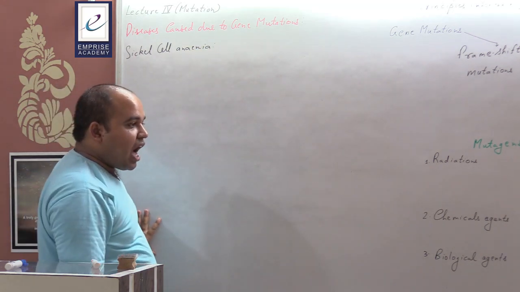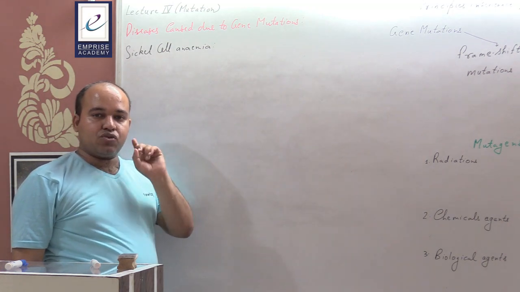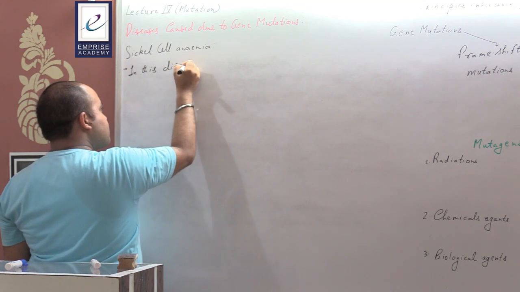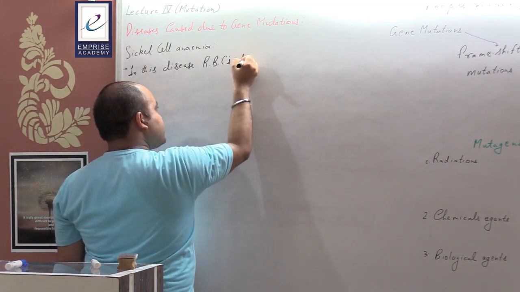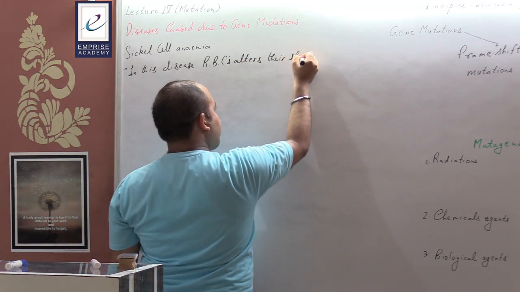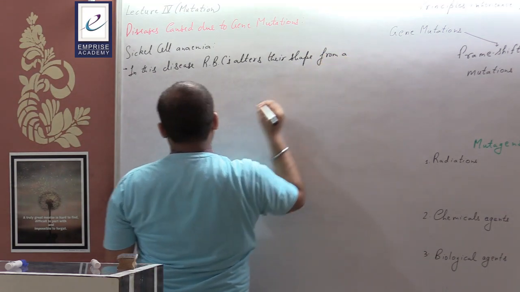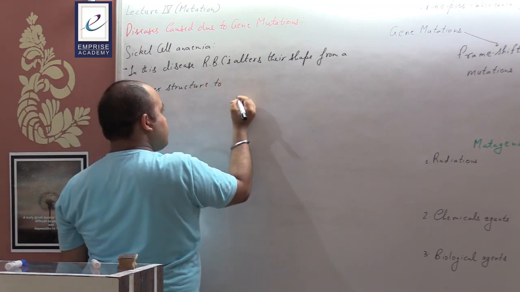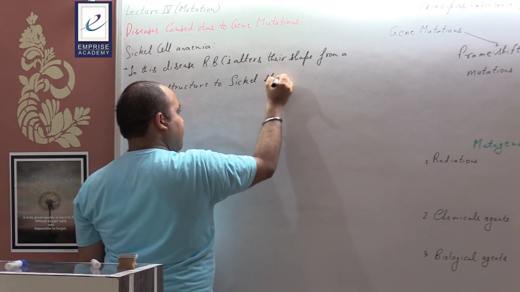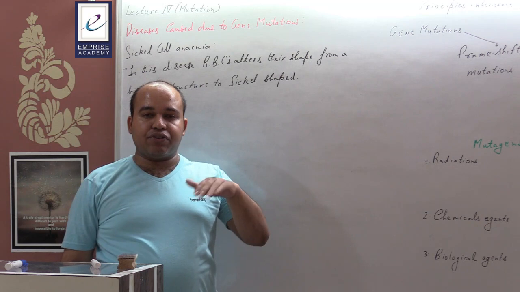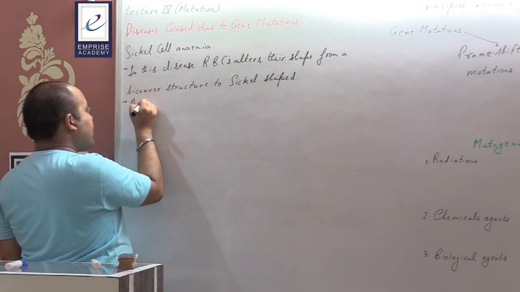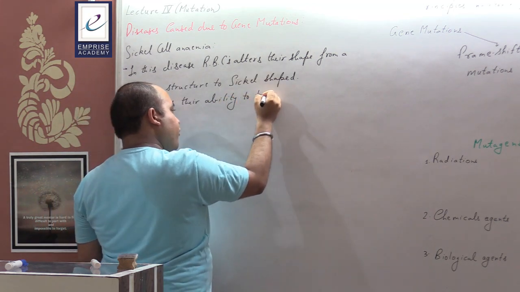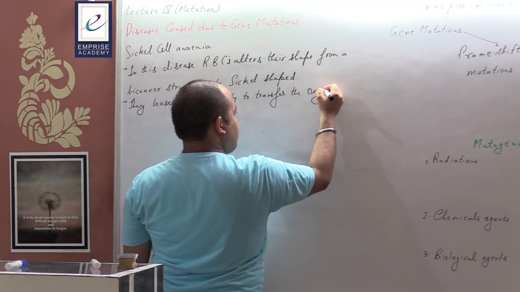In the case of sickle cell anemia, the RBCs alter their shape from a biconvex structure to sickle shaped. Once they are sickle shaped, they lose their ability to transfer the oxygen molecules.